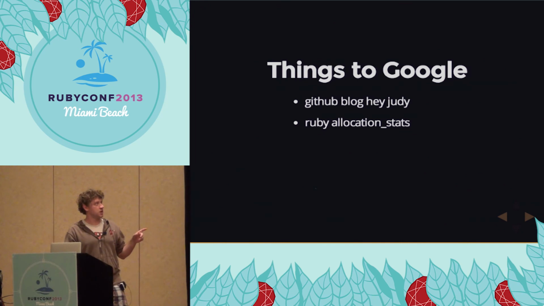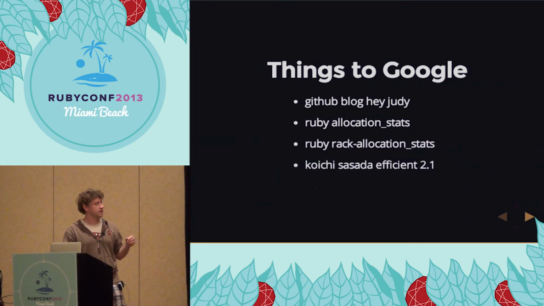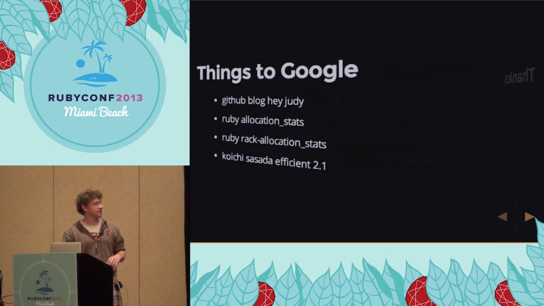You can search for the two gems, allocation stats and rack allocation stats. And I would definitely search for Koichi Sasada's other talks. I think it's called Building a More Efficient Ruby 2.1. He gave one at Ruby Kaigi and one at Yoroku, and there should be videos of both of those. He changes his talk each time. He gave the same talk at RubyConf, but it evolves because he's writing these features. As a matter of fact, his talk yesterday had a bunch of features that I think he committed yesterday or the day before. It's pretty goofy.